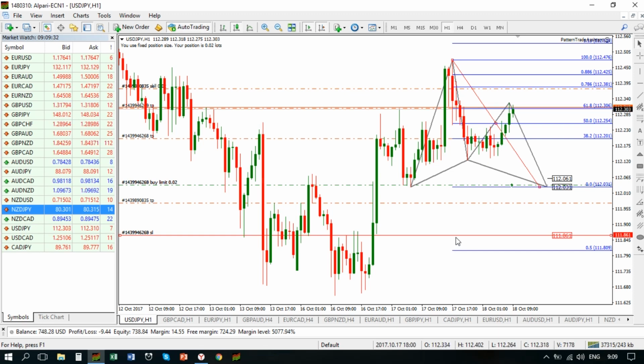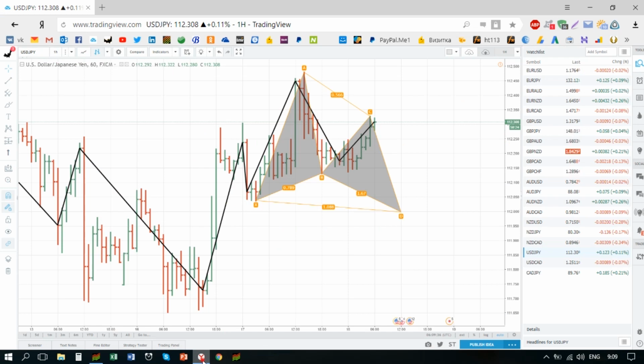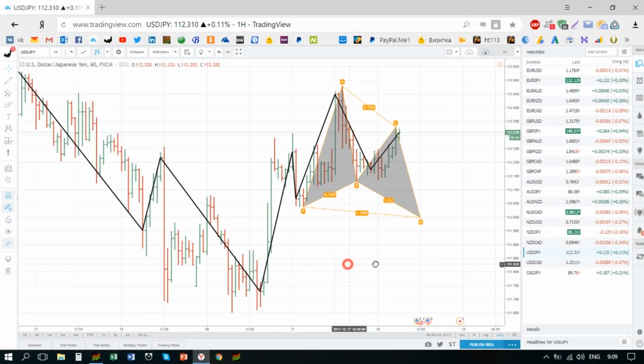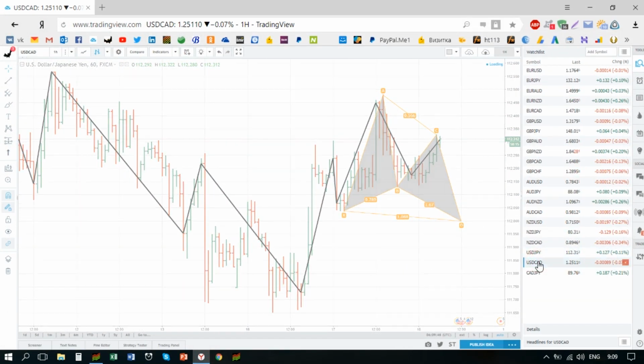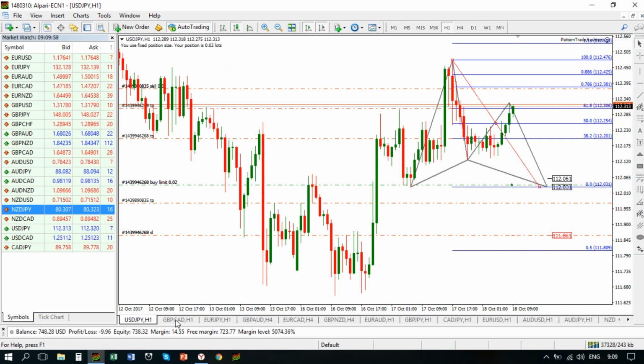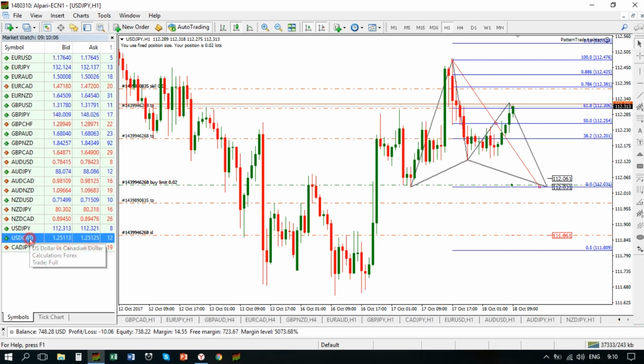Let me do the order placed. Let's go next. Oh, what is this? This one. Dollar yen, dollar Canadian. Going to the end of this list. Dollar Canadian didn't trigger. The cipher pattern is still valid, but it didn't trigger. The cipher pattern on dollar Canadian. USD CAD.